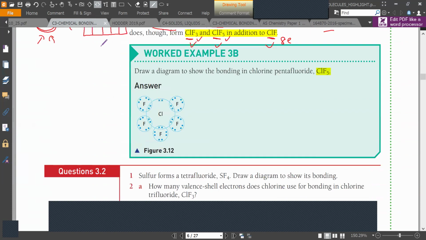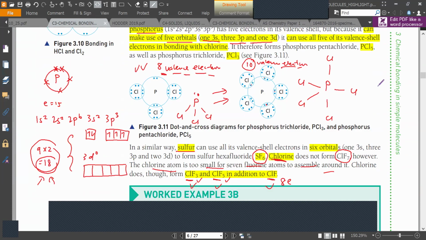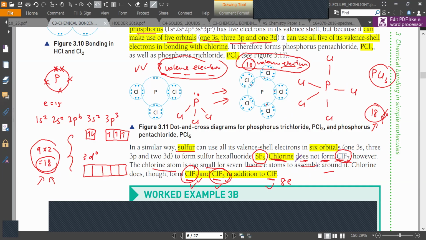So we can have PCl5. PCl3 is the normal one, which has 8 valence electrons. PCl5 has 10 valence electrons now, and 10 electrons around the phosphorus is okay because the max is 18. But normally it does not go up to 18. Chlorine also has a max of 18, but normally it goes up to Cl3, Cl5, something like that. It does not go up to ClF7, because there is not enough space to accommodate 7 fluorines around the chlorine. In theory the max is 18, but we can have more than 8.